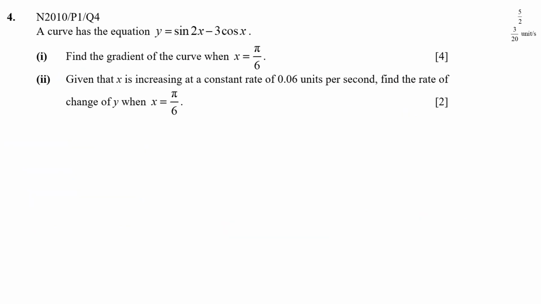Right, let's look at the next question. For the next question, you're given y equals sine 2x minus 3 cos x. Find the gradient of the curve when x equals pi over 6. And for part 2, it's related to what we have learned earlier on, rate of change.